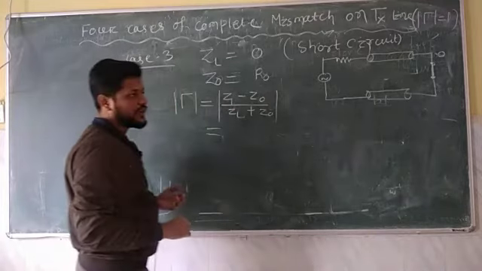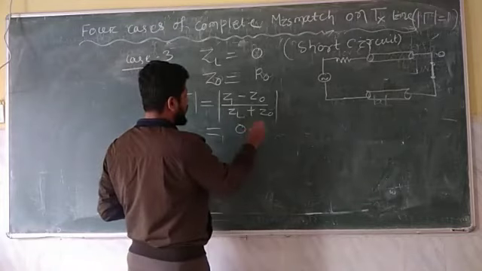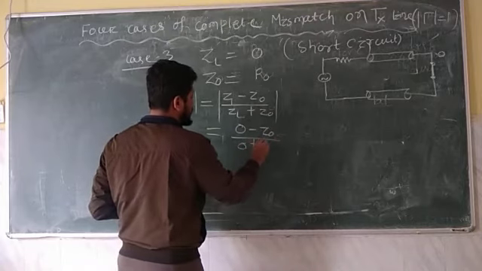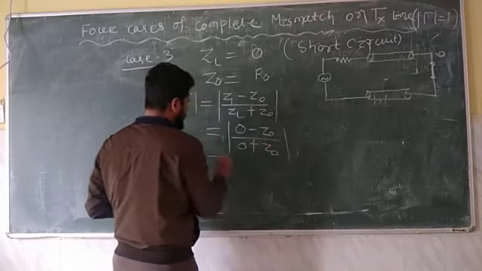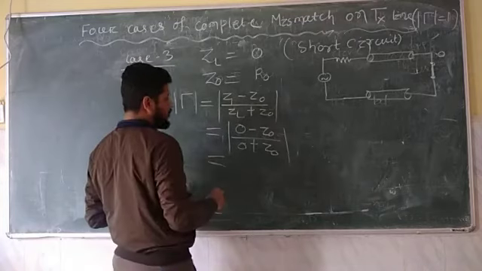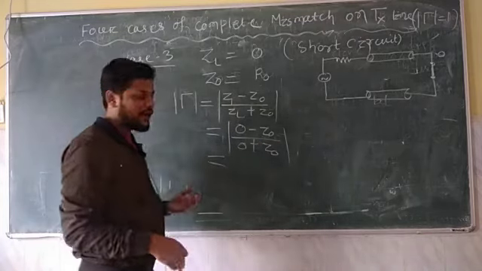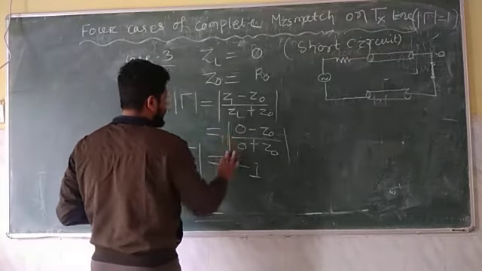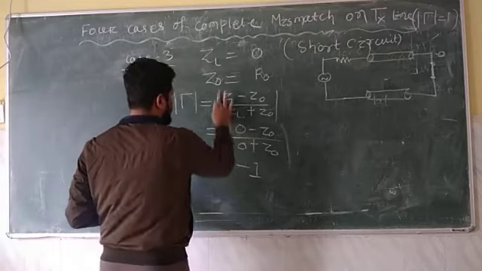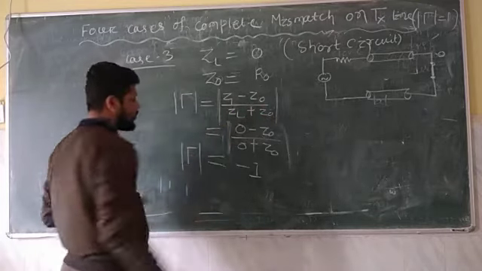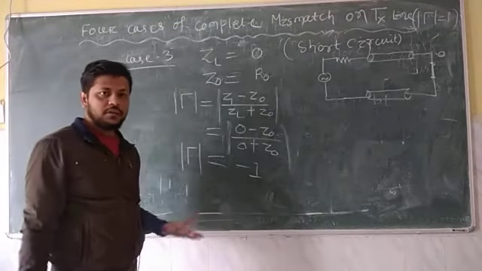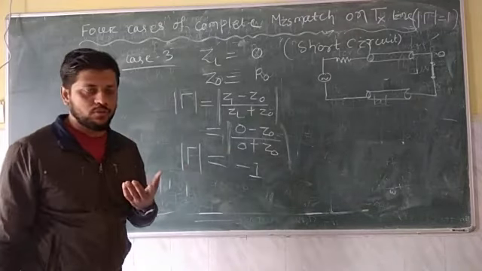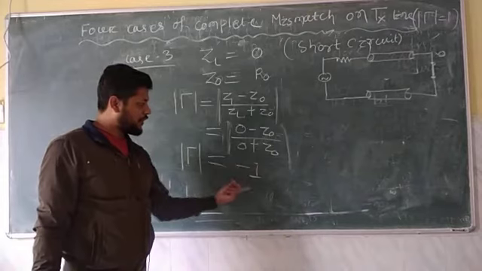Now we will put in the values of ZL and Z0. ZL is equal to 0, so 0 minus Z0 divided by 0 plus Z0, magnitude. So Z0 and Z0 cancel out. Gamma is equal to minus 1. If you don't take the mod, the value of gamma is minus 1. So gamma is plus or minus 1. If you take the magnitude, the value is equal to 1. But if you don't take the mod, it will be minus 1.